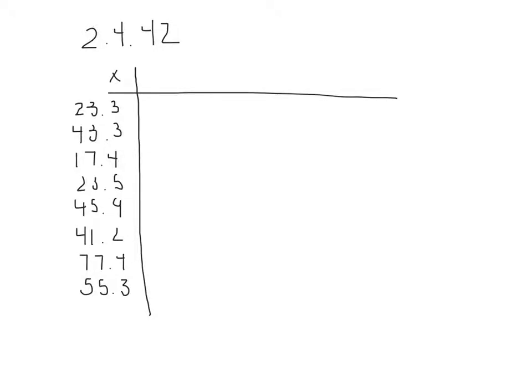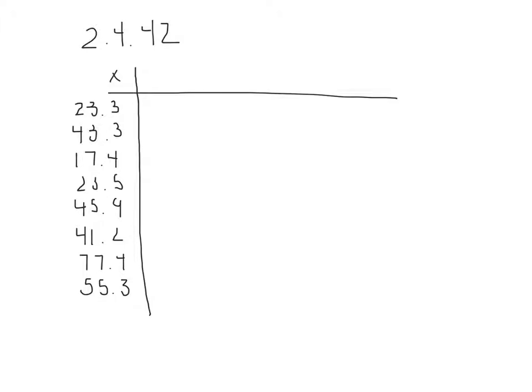This is exercise 2.4.42 in your homework for chapter 2, where you're given a pie chart that displays some data, and the data displayed is here in this table. I've labeled each value of the data set X.